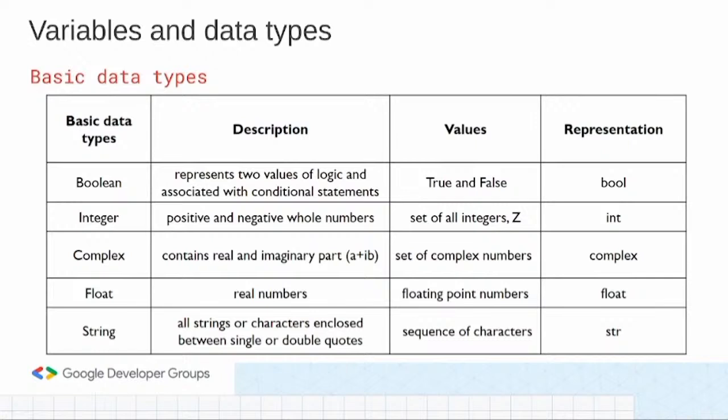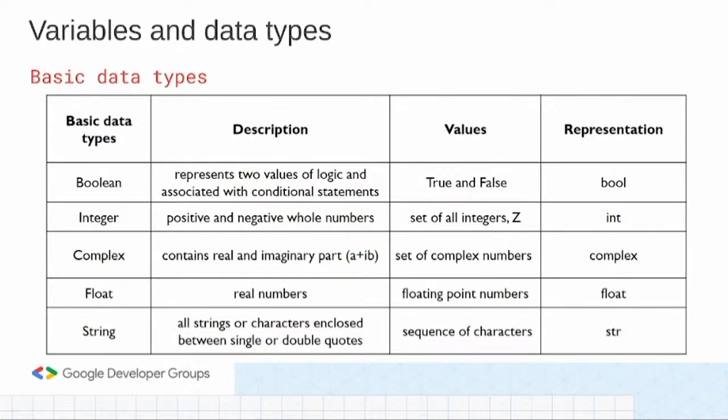The next data type is complex, which contains a real and an imaginary part. Any expression of the form a plus ib is of a complex data type. It consists of all complex numbers and it is represented by complex. Now, the float data type consists of all real numbers, which are floating point numbers. It is represented by float.